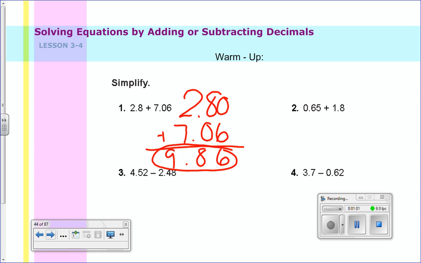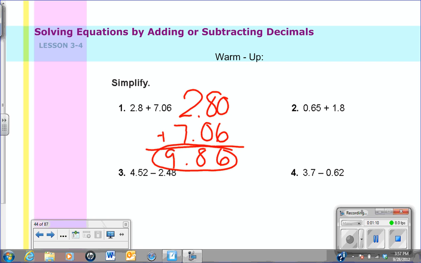I would like you to do numbers 2 and 4. Skip 3 for now and just do 2 and 4. And when you're all done, come back and check your answers to see if you're ready for tonight's lesson. So go ahead and do that now.